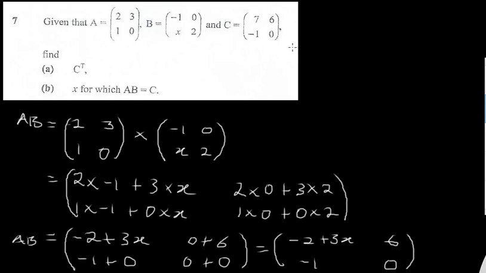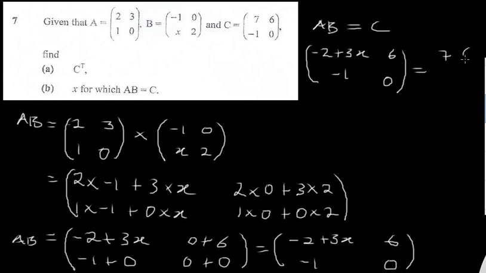Okay, so according to what we've been told, AB equals C. So AB equals C. Have we found AB? Well, our AB is there. Do we have C? We have our C there. So what is our AB? We've got -2 plus 3x. We've got -1. We've got 6. And we've got 0. This is our AB. And we've been taught to say it is equal to C. Our C is 7, 6, -1, and 0. Okay, sorry for that, we ran out of space.